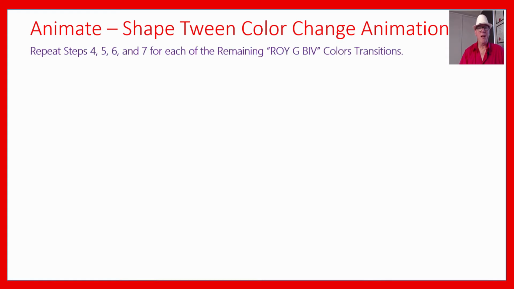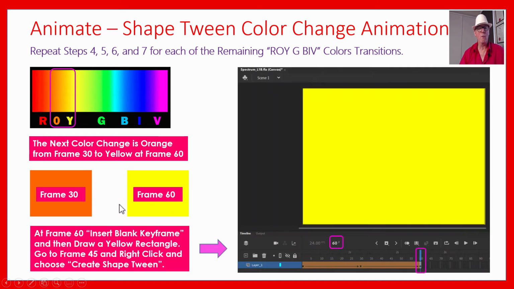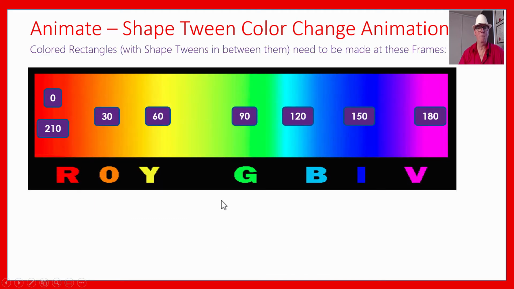All right, so I'm just going to repeat those steps to make the remaining Roy G. Biv colors. So our next transition is from orange to yellow. At frame 30, we've already got the orange. We need to go 30 more, 30 plus 30, 60. So go to frame 60 and make a yellow rectangle. Then we do the shape tween in between here. Right click and make a shape tween, and then we'll have the brown arrow again, and that's going to transition the orange into the yellow very smoothly by Animate filling in all of the in-between positions.